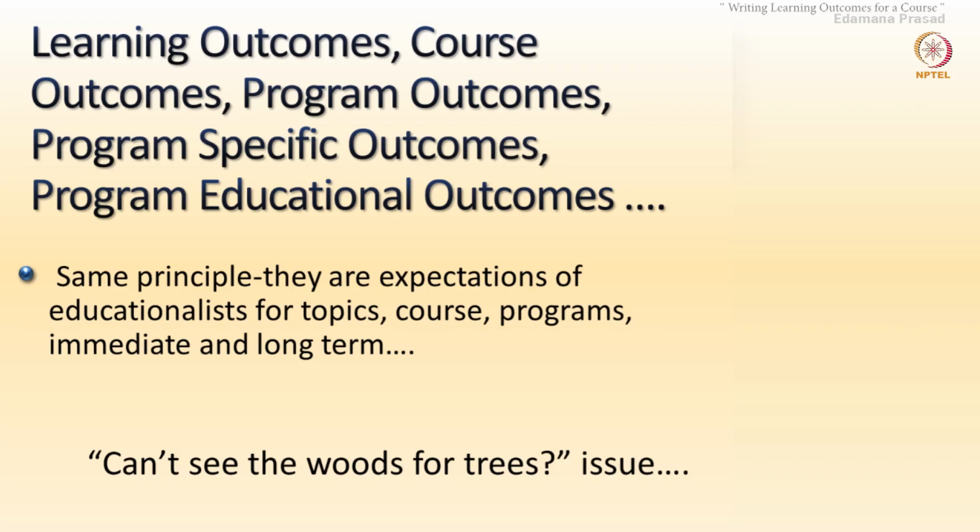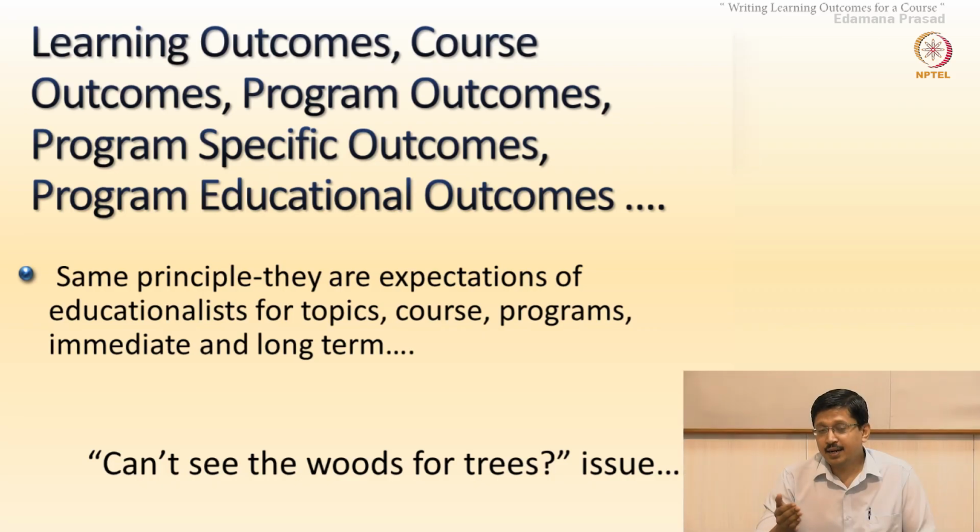Suppose it's MTech in civil engineering or BTech in mechanical engineering or MSc chemistry. All these programs have some expected learning. And if you write that expected learning, that will be the program outcomes. And program outcomes we can again classify into outcomes which are expected to be achieved immediately after the course, or maybe after 5 years. What expected learnings do you want them to generate? So based on these classifications, there are different terminologies in educational research.